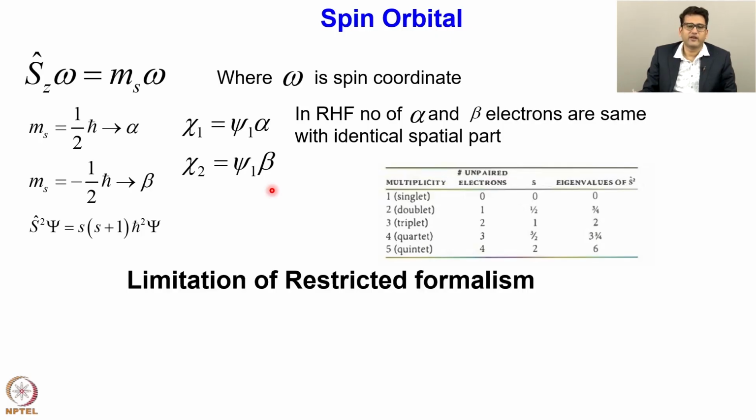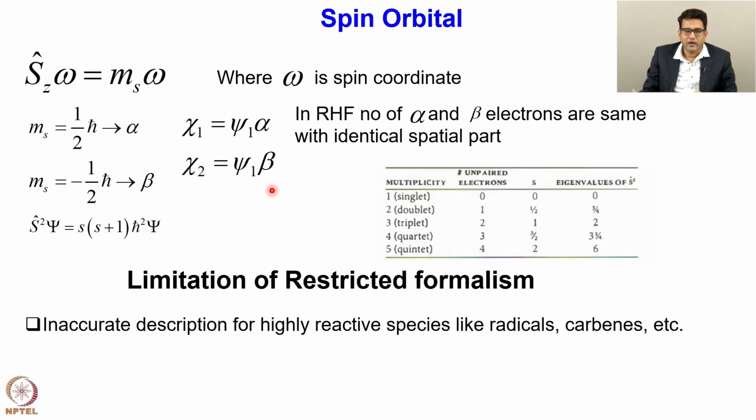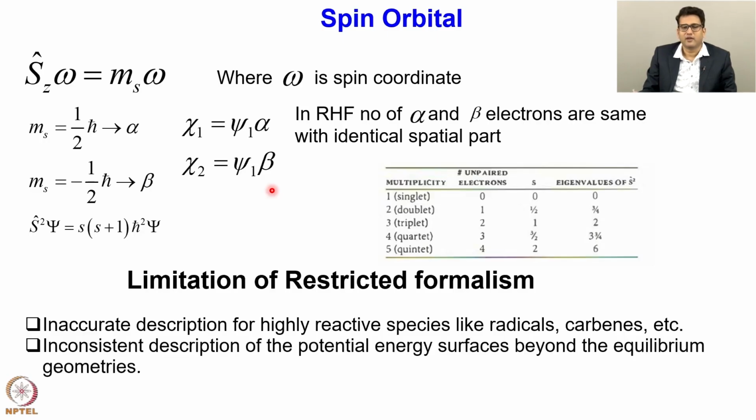Now the problem in restricted Hartree-Fock is that it is only restricted to the cases when your system has an even number of electrons and all the electrons are paired up. Remember, having just an even number of electrons does not mean the electrons are paired up. They can be unpaired also or partially paired up also. So the limitation of restricted formalism is that it cannot describe highly reactive species like radicals or carbenes. And for the potential energy surface beyond the equilibrium geometry, it gives an inconsistent description.